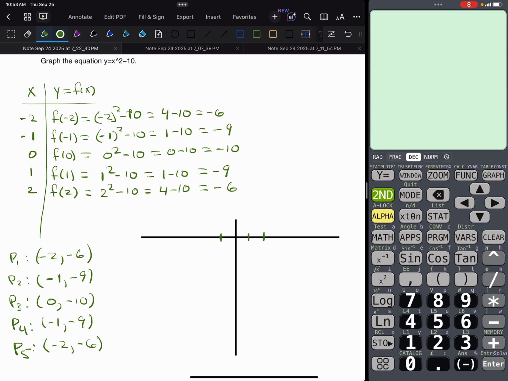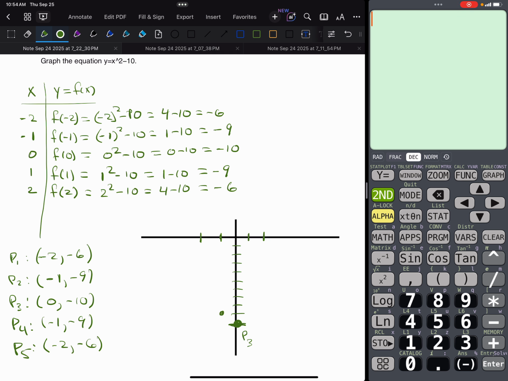Ooh, that grid is starting to grow on me. I'm not sure that was better. We'll find out. And I've got to go all the way down to -10. So 1, 2, 3, 4, 5, 6, 7, 8, 9, 10. And so I got a point at 0 and a point at -10. So that was my P3, right? That's my P3.